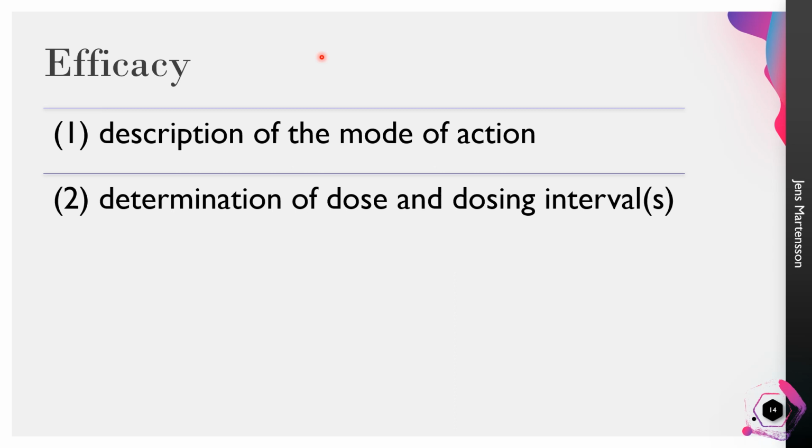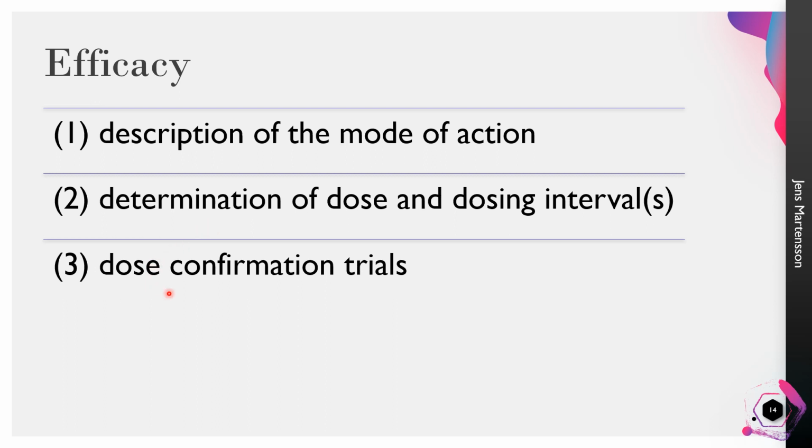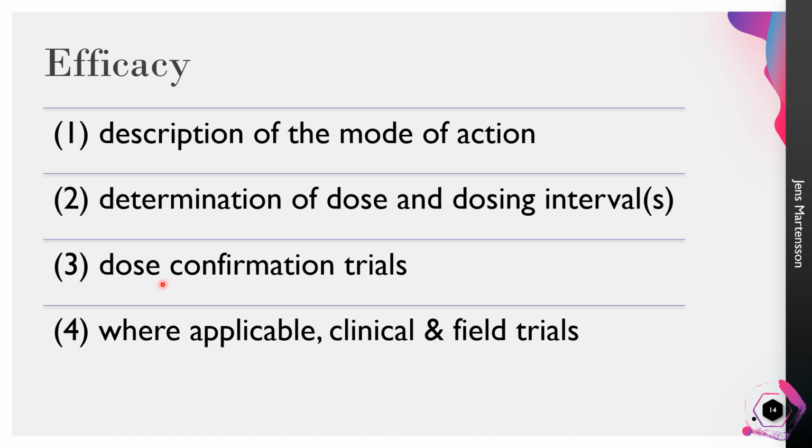For drugs with a narrow therapeutic index such as digoxin, small doses at frequent intervals are better to obtain a profile with the least fluctuations. Number three is to conduct dose confirmation trials. And the last is, where applicable, to conduct clinical and field trials.